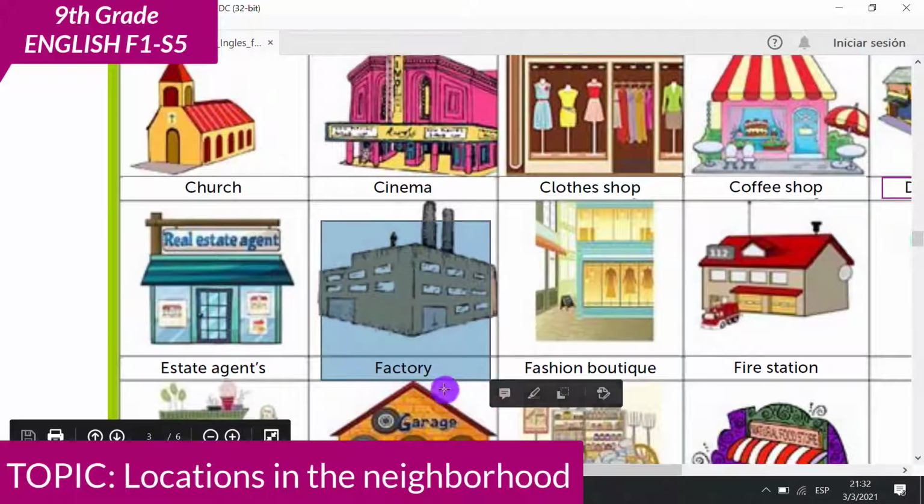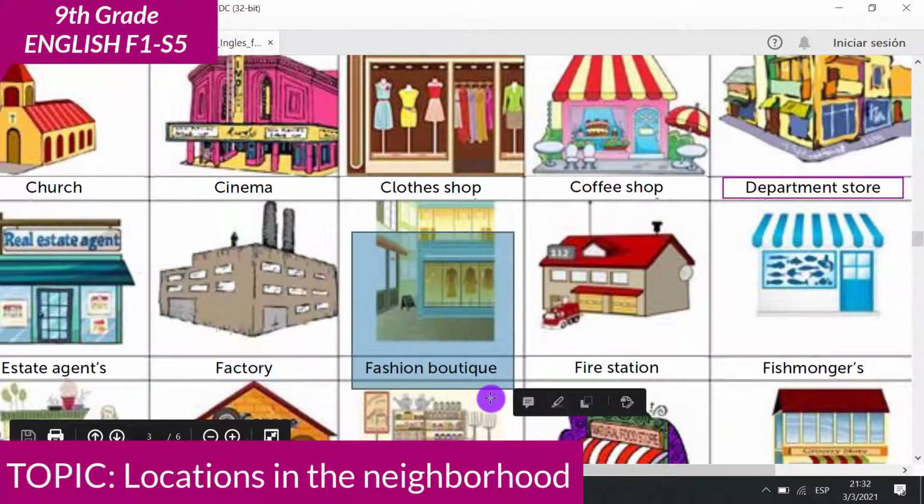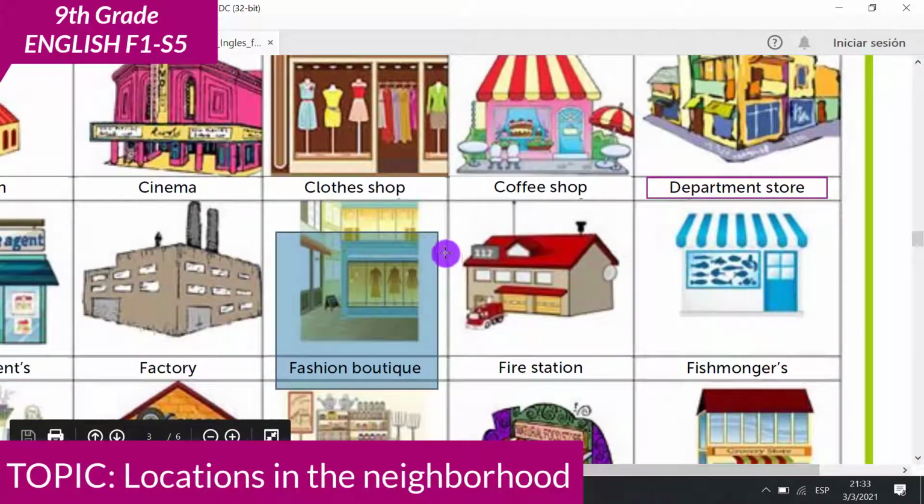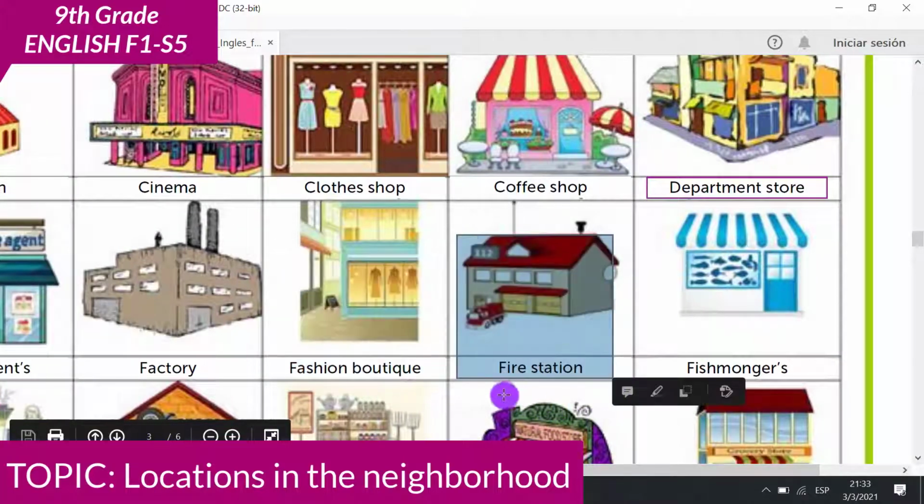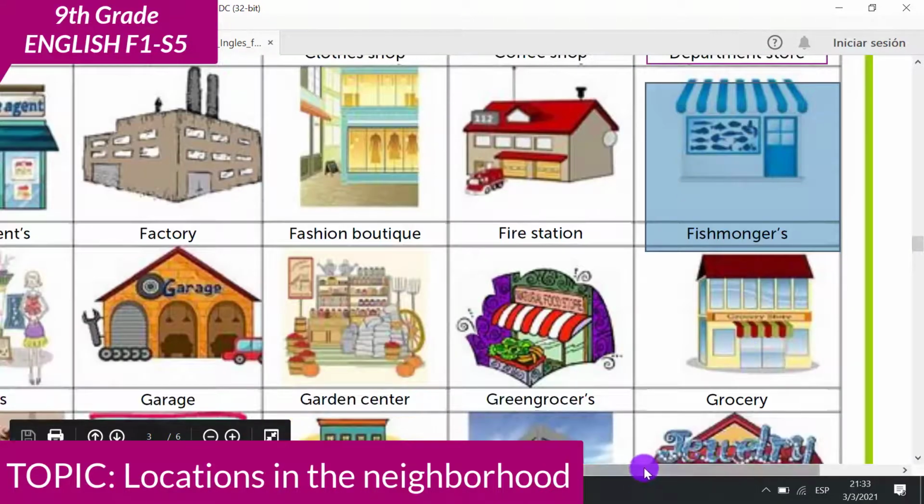Factory, fábrica. Fashion boutique. Es una tienda de ropa. Fire station, estación de bomberos. Fishmongers, pescadería o tienda de mariscos.